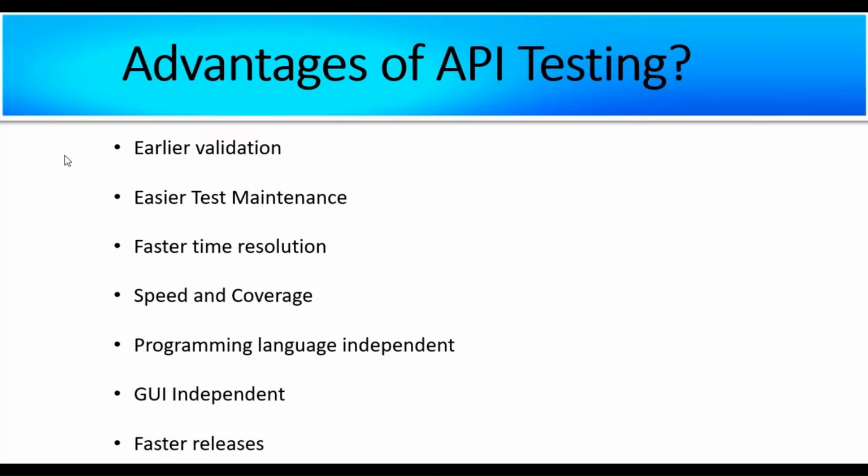And faster releases. If we are testing the APIs, we can release the features very fast, because if you look at the speed and coverage and faster time resolution, by looking at all these factors we can release the application versions very fast. So let's move on to the next slide.